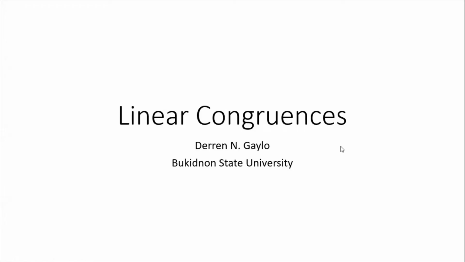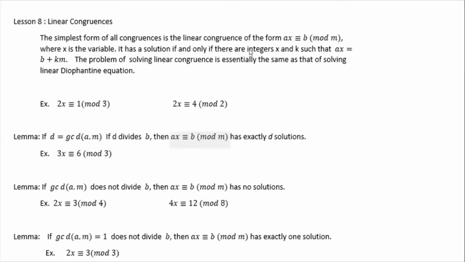Okay, so our topic is on linear congruences. Based on the definition, a linear congruence is the simplest form of all congruences. It is of the form ax is congruent to b modulo m, where x is the variable. It has a solution if and only if there are integers x and k such that ax is equal to b plus km. The problem of solving a linear congruence is essentially the same as that of solving a linear Diophantine equation.